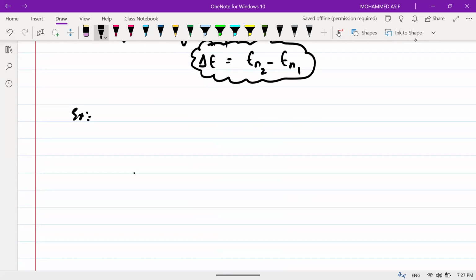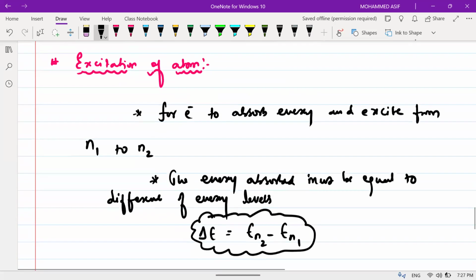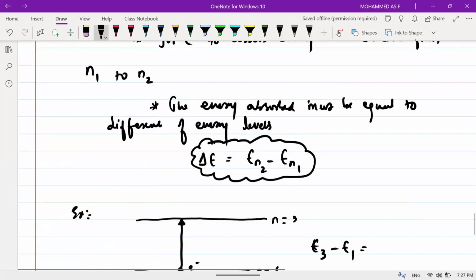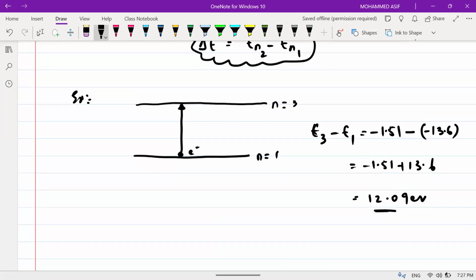Say for example, I am at n equals 1 and I need to go to n equals 3. When I need this electron to jump from the lower orbit to the higher orbit, how much energy do I need to absorb? It should be E3 minus E1. What is the value of E3? Energy of the third orbit is minus 1.51. Minus 1.51 minus minus 13.6, so it is minus 1.51 plus 13.6. How much will it be? 12.09 electron volt. If the electron absorbs this much energy, it will jump from n equals 1 to n equals 3. Am I clear?